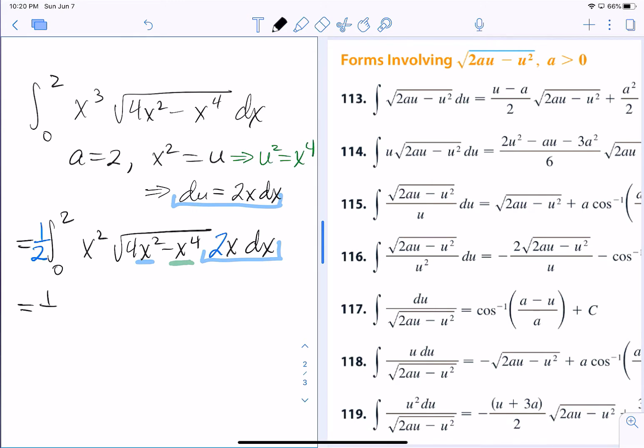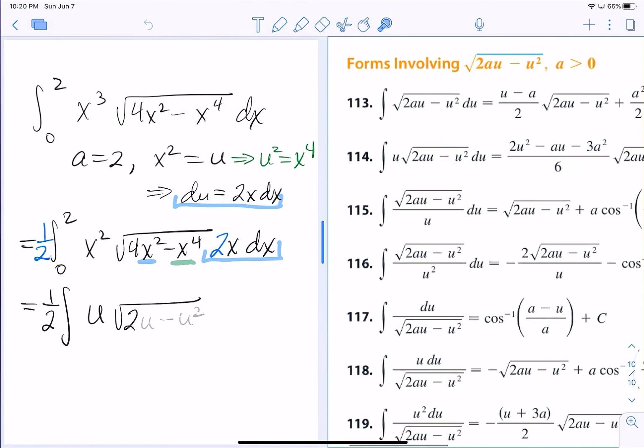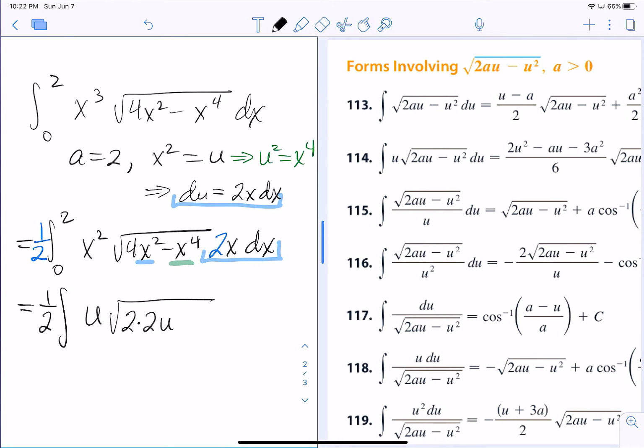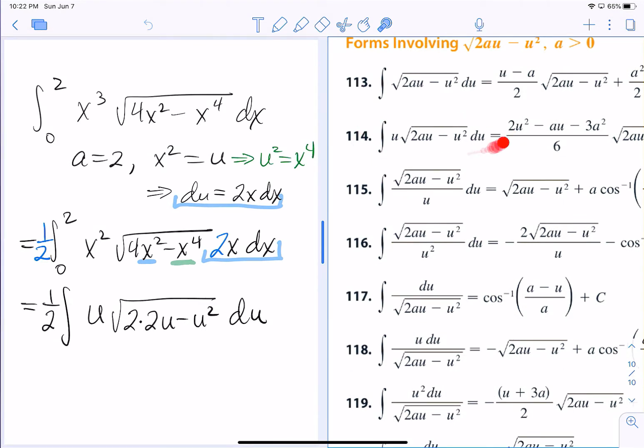So we can actually rewrite this integral without even knowing what form we're going to be using. I'll deal with the limits in just a minute, but the integral is x squared times the square root of 4x squared minus x to the fourth. The x squared out front is u. The 4x squared minus x to the fourth inside the square root is going to be the square root of 2au minus u squared. I missed an a, I peeked over here. It's 2au minus u squared inside of the radical. So we have 2 times 2u minus u squared du. We then know that we're looking for a form that looks like u times the square root of 2au minus u squared du. And I see that right over here.